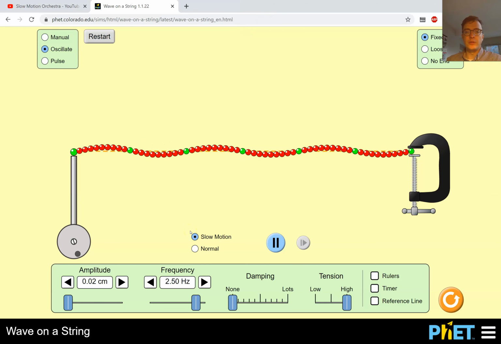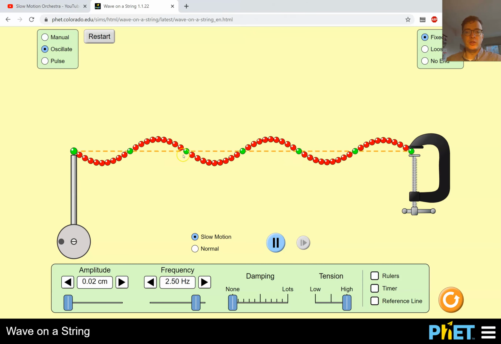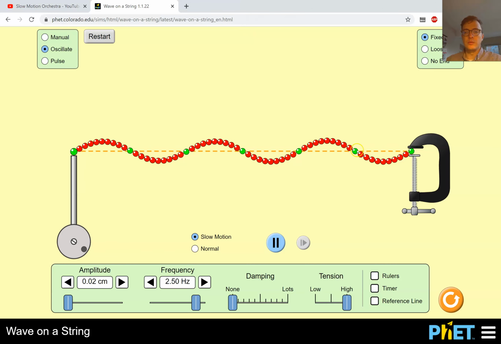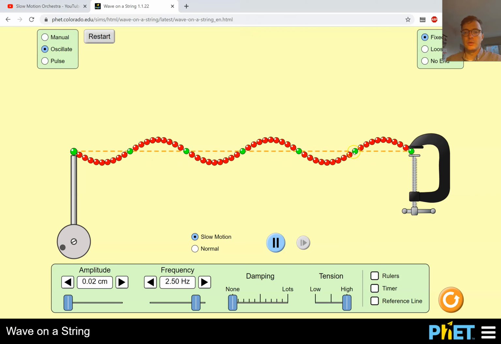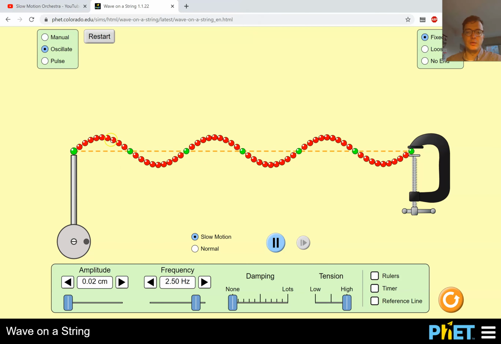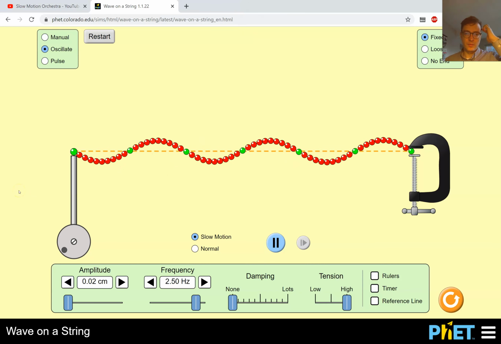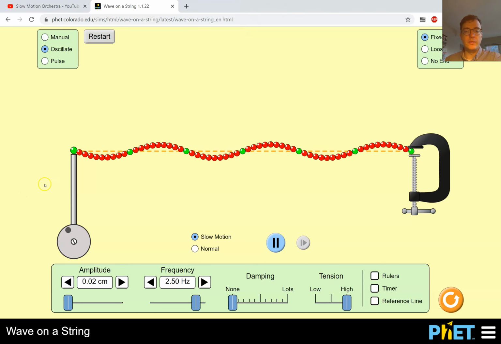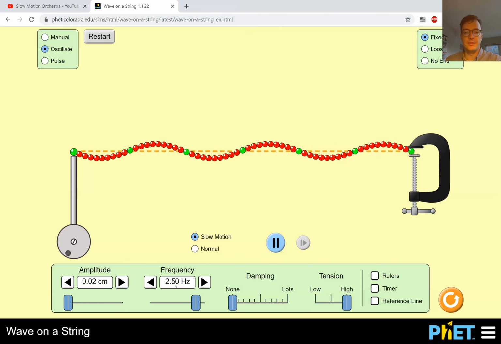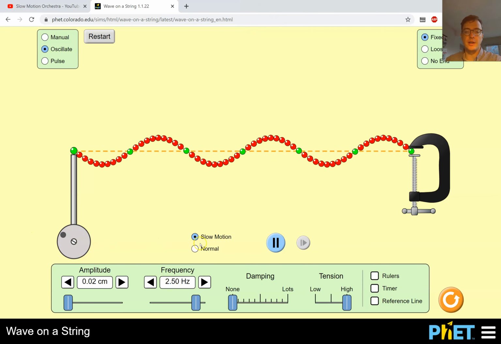Okay. So hopefully you see I've chosen the numbers such that the green dots are nodes. And so the end is a node, and there's another node, another node, another node, and then here are the antinodes halfway in between the green dots. Okay. Right. So this is clearly one of those standing waves with a frequency of 2.5 hertz. That's the frequency at which I oscillate this thing.